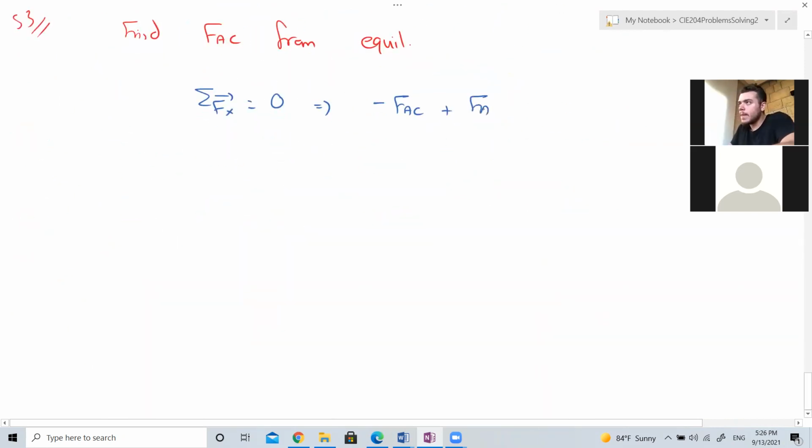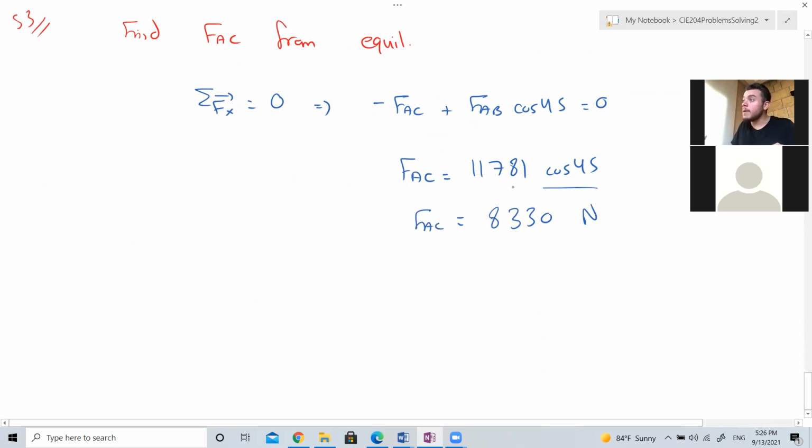So plus FAB cosine 45 is equal to 0. So FAC is 11781 cosine of 45. Do you agree? Yes. It comes out to 8330 newtons.